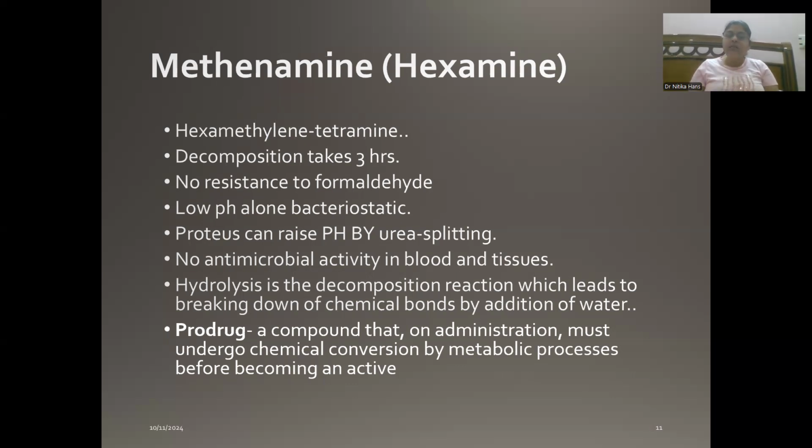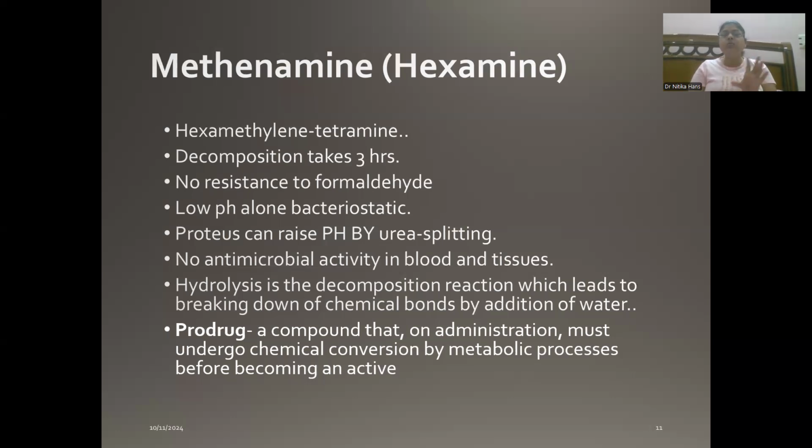Proteus is the bacteria which can raise the pH by urea splitting. There is no antimicrobial activity in the blood and tissues. Hydrolysis is the decomposition reaction which leads to breaking down of chemical bonds by the addition of water. And a prodrug is a compound that, on administration, must undergo chemical conversion by metabolic processes before becoming active. This is what hydrolysis and a prodrug are.